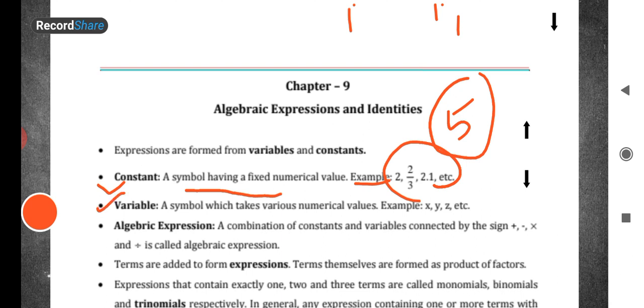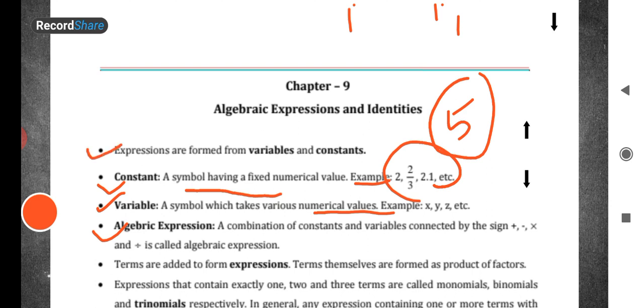Now variable: a symbol which takes various numerical values. Variable means a symbol which takes various numerical values, for example x, y, z. These are called variables. x, y, z, these are called variables.